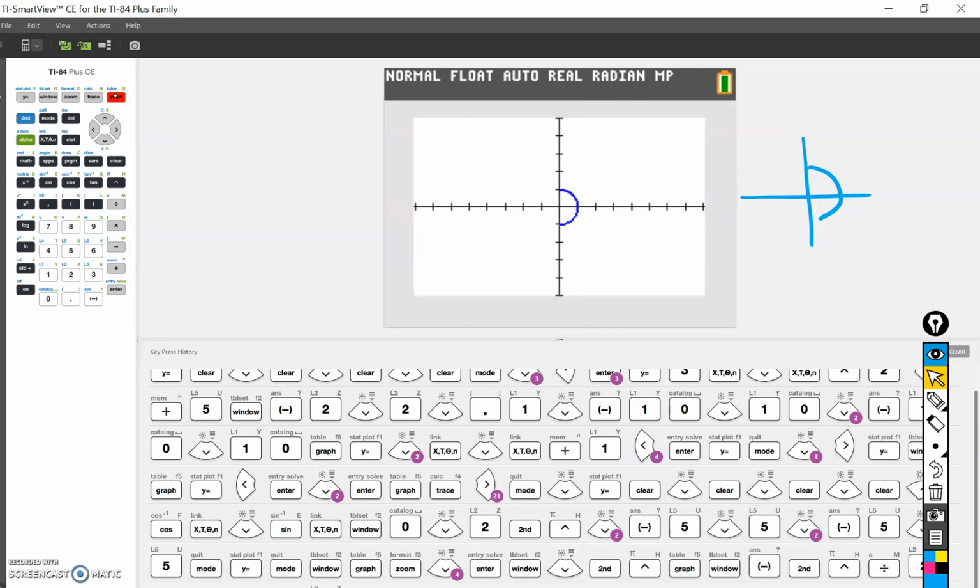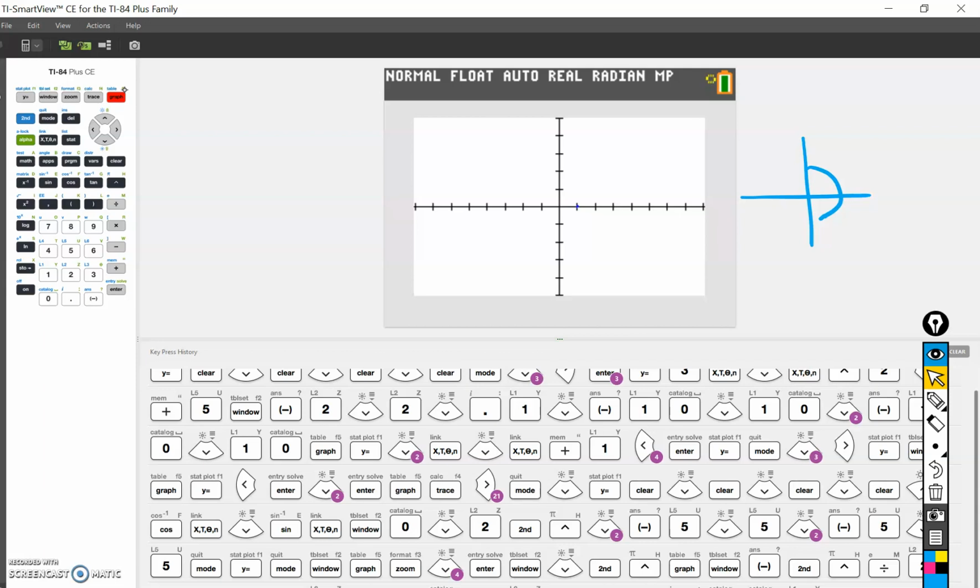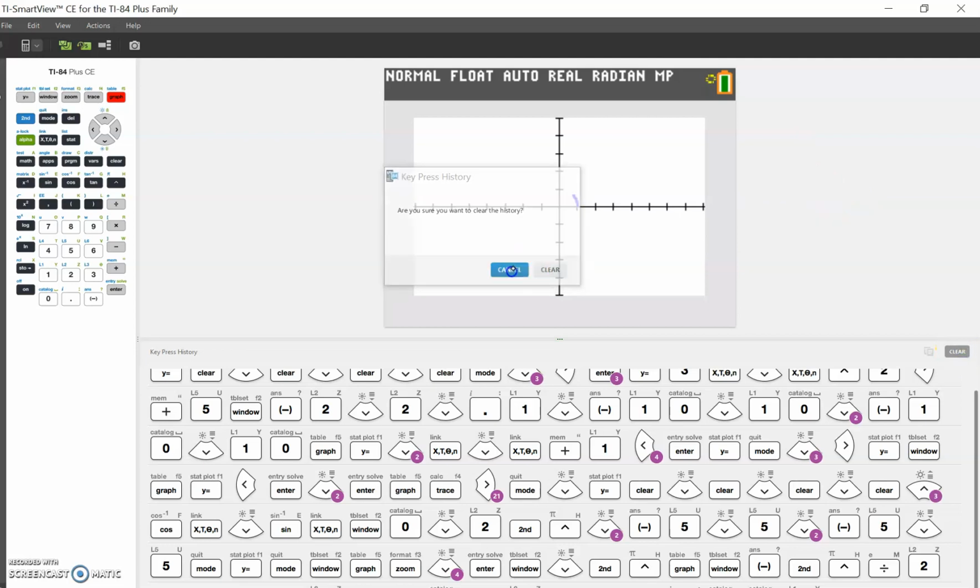Okay, so now we're going to talk about the t-step. So let's go back to window. We'll go back to 0 to 2 pi just so we get the whole unit circle in there. Okay, so what if I change this t-step? I'm not really sure what's going on with the t-step. Let's just try what would happen if I made it really small, like 0.001. If I go to graph right now, you might think my calculator's broken, but no, actually, do you see it? It is working. Oops, cancel. It is working, it's just moving very slowly.